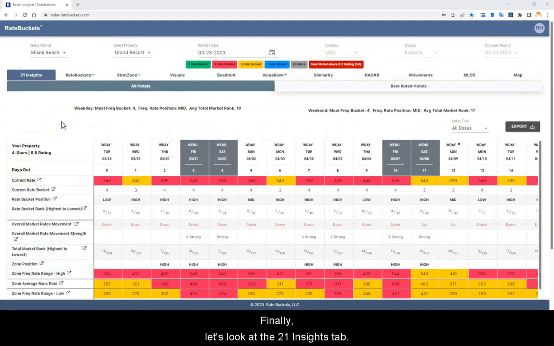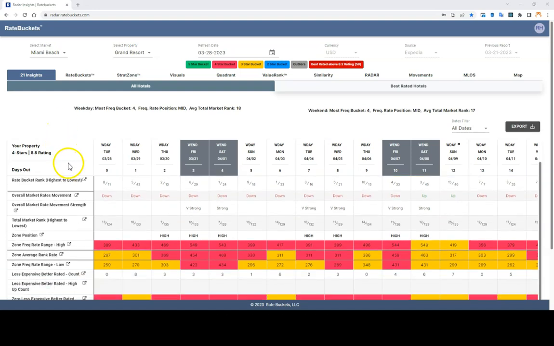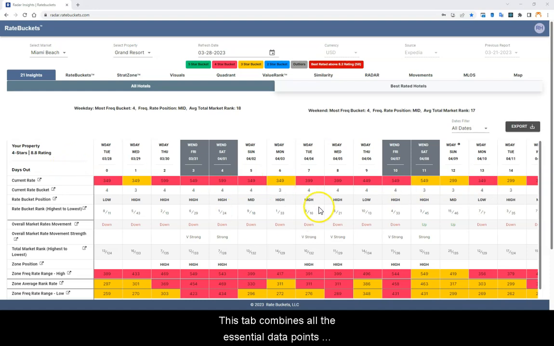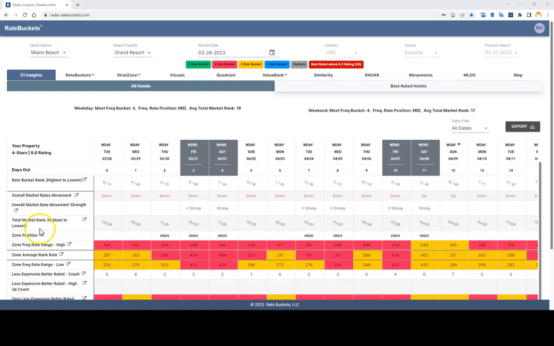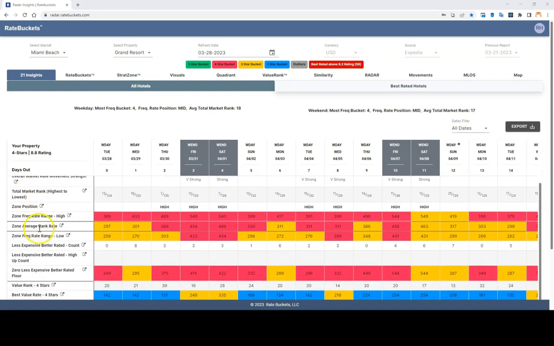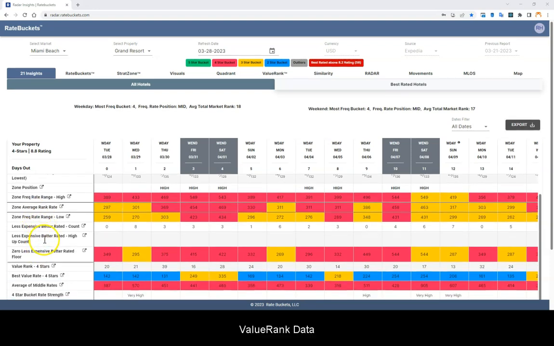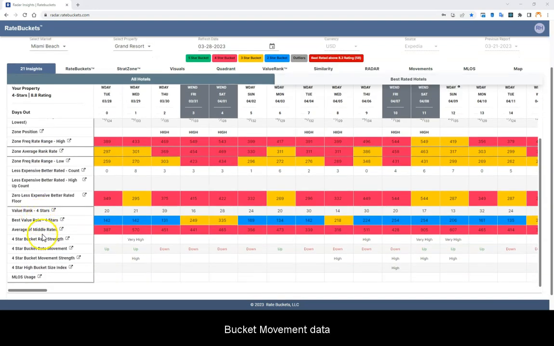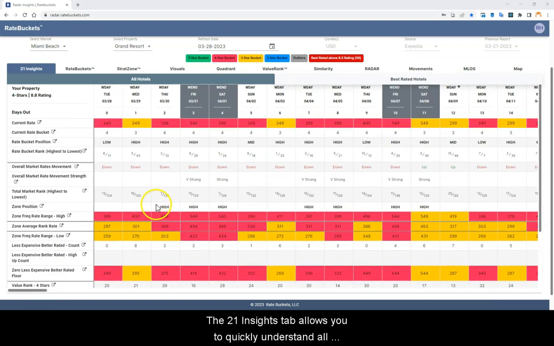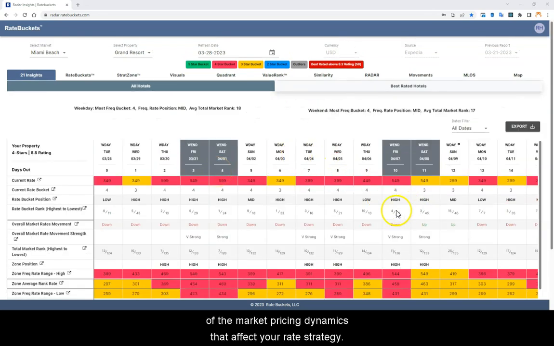Finally, let's look at the 21 Insights tab. This is perhaps the tab that you will use the most. This tab combines all the essential data points scattered throughout Ratebuckets in one view. As you can see, all the core data points are here. Rate bucket data, market movement data, strategy zone data, quadrant analysis data, ValueRank data, bucket movement data, and MLOS data. The 21 Insights tab allows you to quickly understand all of the market pricing dynamics that affect your rate strategy.